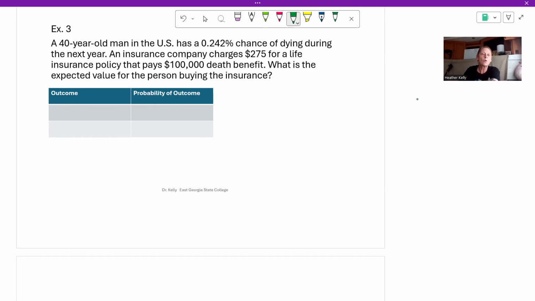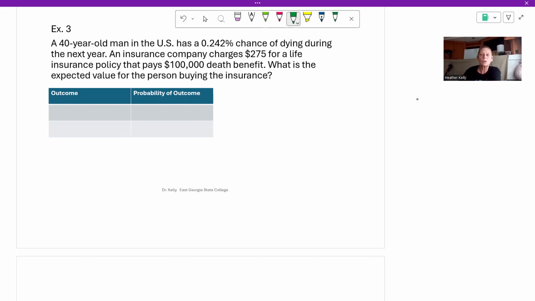Okay. A 40-year-old man in the U.S. has a 0.242% chance of dying during the next year. An insurance company charges $275 for a life insurance policy that pays a $100,000 death benefit. What is the expected value for the person buying the insurance?